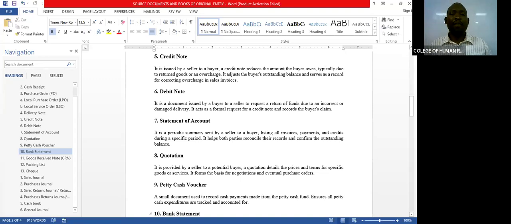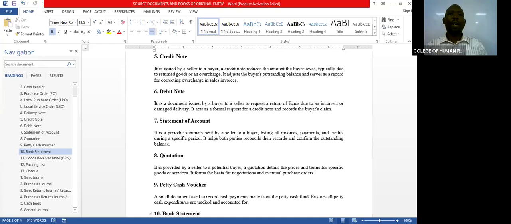And therefore, you can even know the outstanding balance. So you can be told that on this date, you bought goods worth 25,000. On this date, you returned goods worth 2,000. On this date, you paid 10,000. On this date, you bought additional goods worth this amount. Then you get all that information, and you will be able to compute the outstanding balance to that particular supplier.